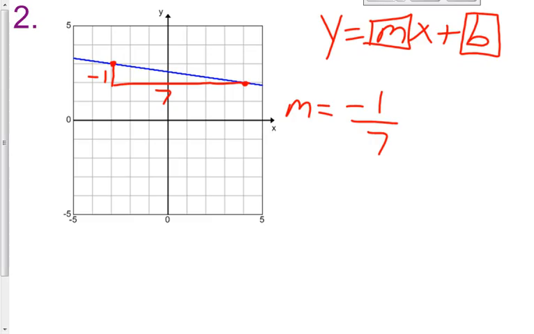So class, when this is the case, we also had a point slope formula. Our point slope formula was y minus y1 equals m times the quantity x minus x1.